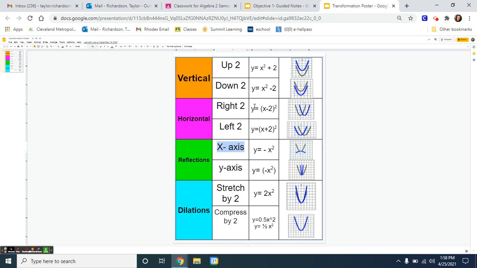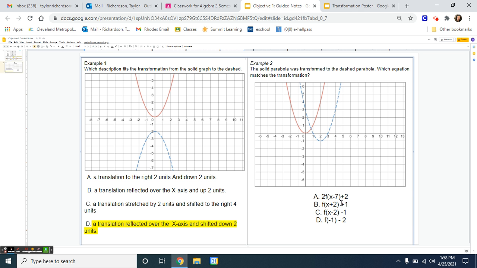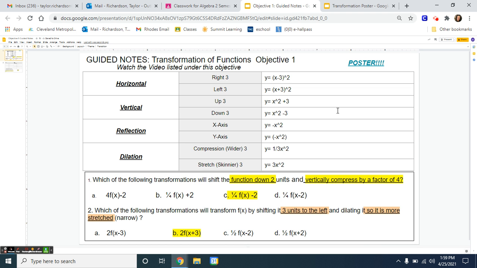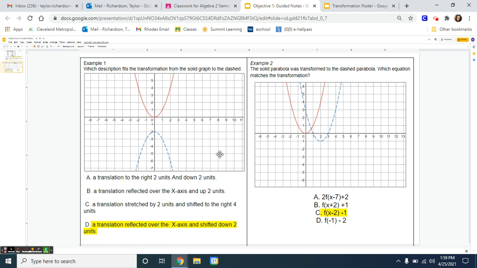So I know right 2 looks like parentheses x minus 2. So looking through here, it looks like C is the only one that has x minus 2 in parentheses. And then just to double check, I also think it went down 1. Well, this one has a minus 1 at the end. Okay, so this will be what your quiz is over. It could either be giving you words and you're giving me an equation, or giving you graphs and figuring out what the transformation is. So use that poster and good luck.